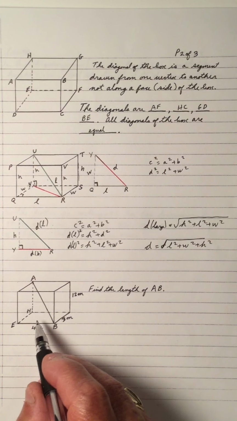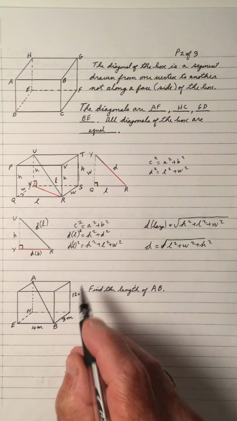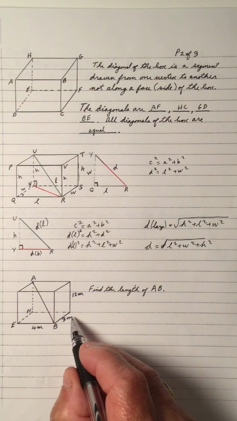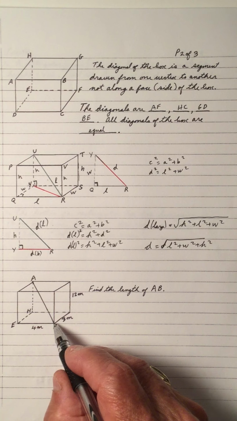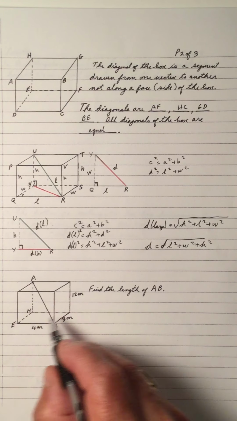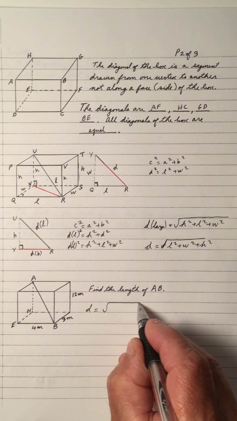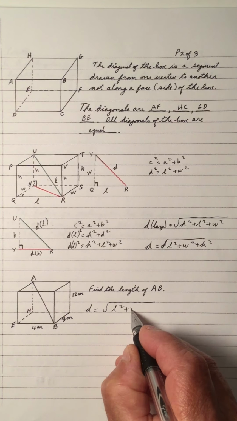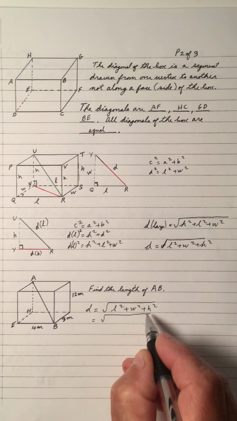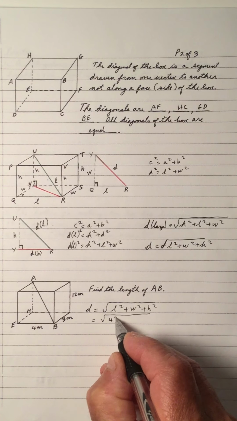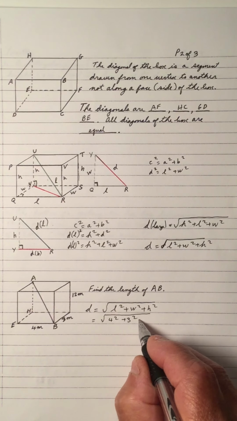We have a box here where the bottom is 4 and 3 in length and width, and we have a height of 12. The unit is meters, and I want to find the length of AB, and AB is the diagonal. So the diagonal of the box is the square root of the length squared plus the width squared plus the height squared. So the length is 4, the width is 3, and the height is 12.